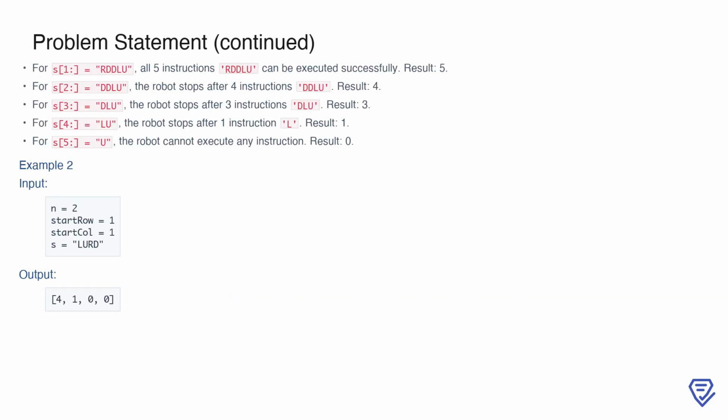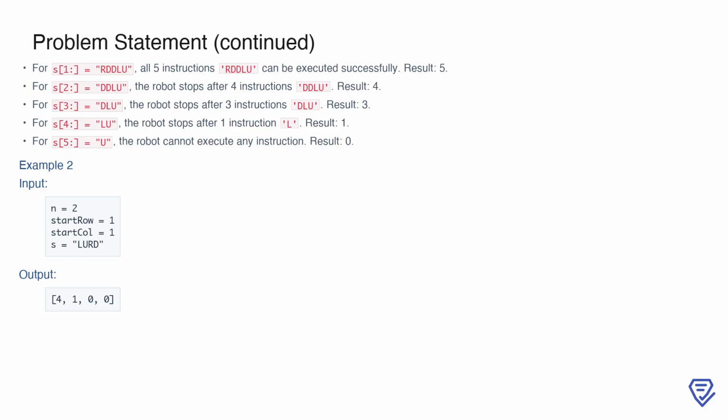Now, for the suffix S[1] = RDDLU, the robot successfully executes all 5 instructions. It moves down, down, left, and then up without hitting the boundary. Therefore, the result for this suffix is 5. For S[2] = DDLU, the robot can execute the first 4 instructions before stopping. For S[3] = DLU, 3 instructions are valid.